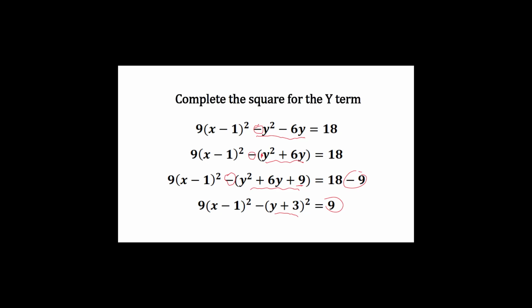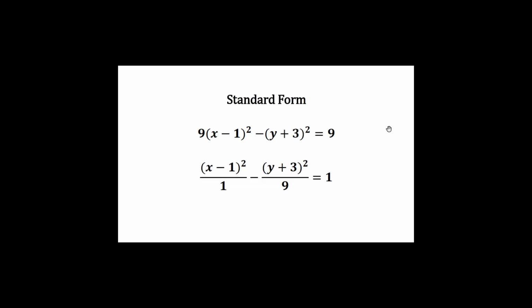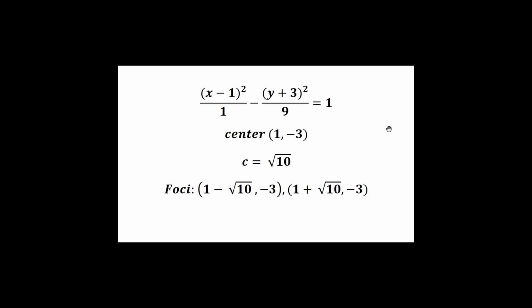So we completed the square, and now we want to put this into standard form. You just divide by 9. If you divide by 9, you'll get your standard form. Once you have this, you have everything you need to answer the question. They wanted to know, what is the center? Well, the center is (1, -3).